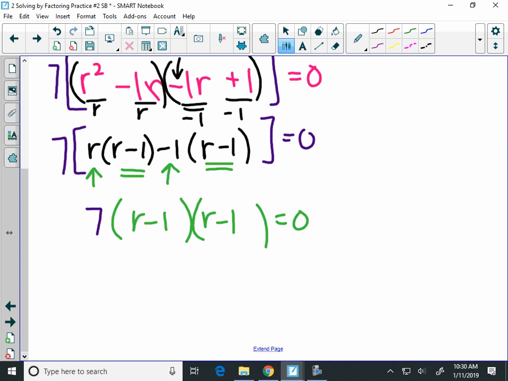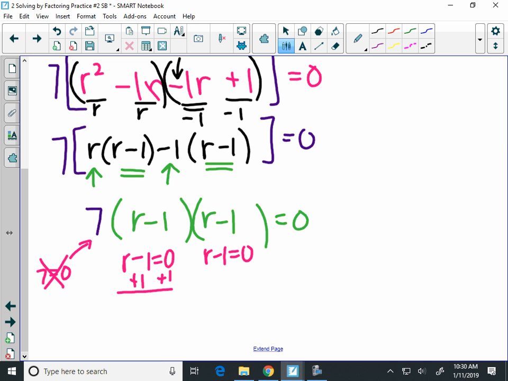Now to solve this, I only set the factors that have an r equal to 0. 7 doesn't have an r. If I set 7 equal to 0, that's a false statement. That says 7 equal to 0. That's not true. So we don't even set that one equal to 0. We only set what has an r equal to 0.